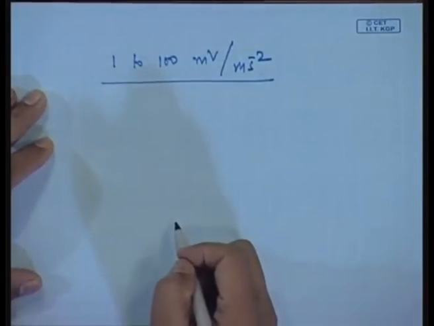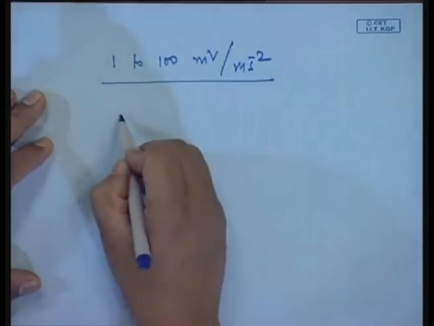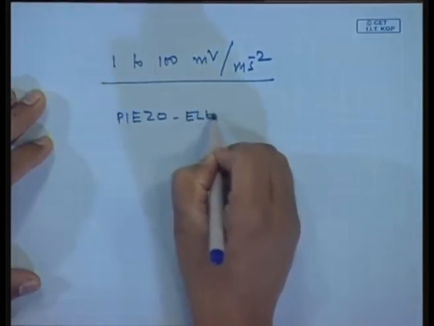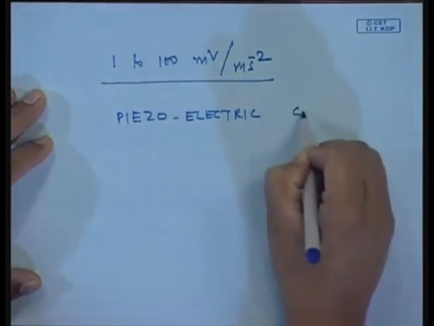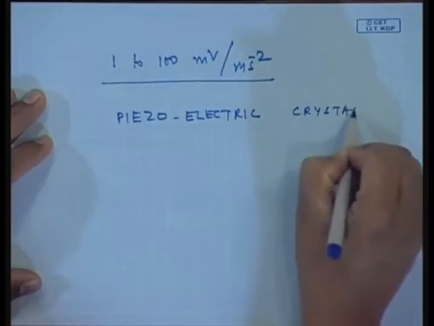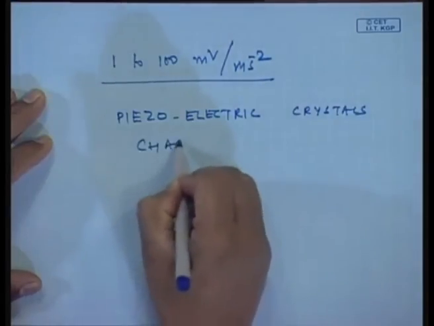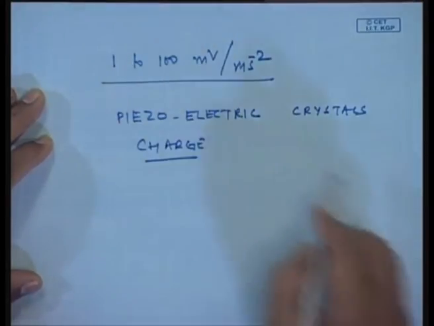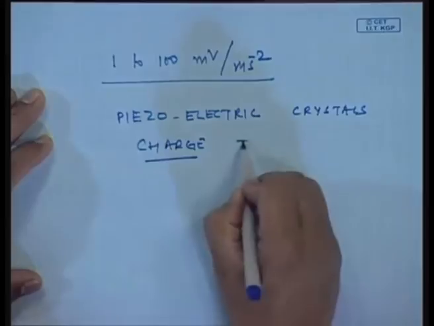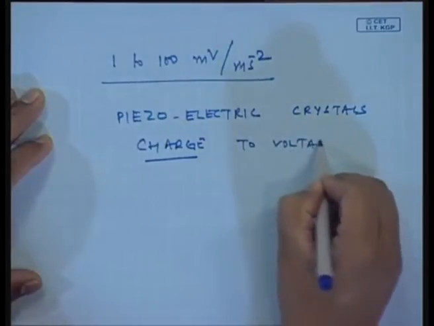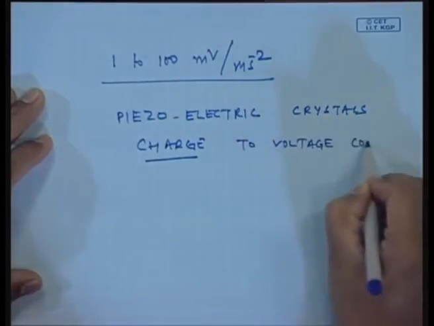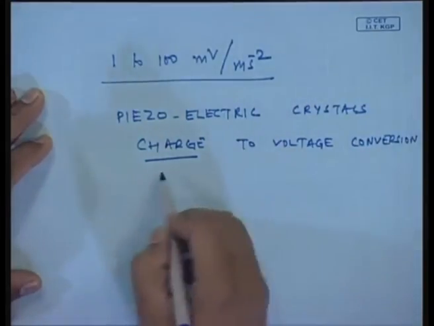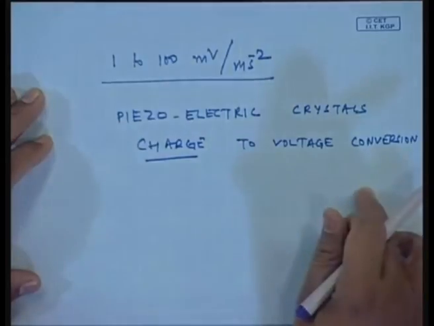Now, the question is, the piezoelectric crystals produce a charge. So, I cannot store charge for a long time, because they will discharge and decay with time. So, a charge to voltage conversion needs to be done, and once I have the voltage, I can send it through the signal.